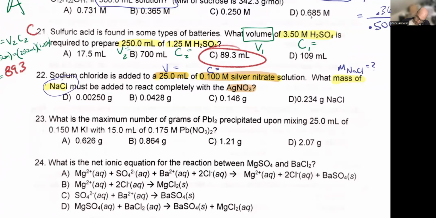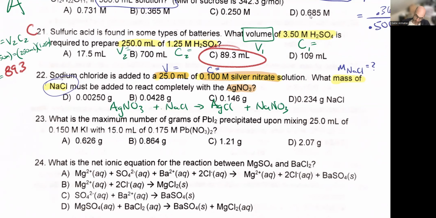So sodium chloride is added to, so we need to create a, hopefully you aren't given one of these, but I think this is just a 1-to-1 ratio. AgNO3 plus NaCl yields AgCl plus NaNO3, and it's balanced. So this is a 1-to-1 ratio. So we're in good shape here.